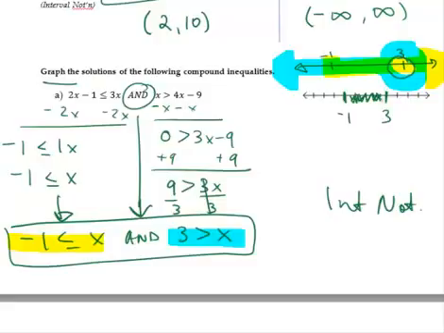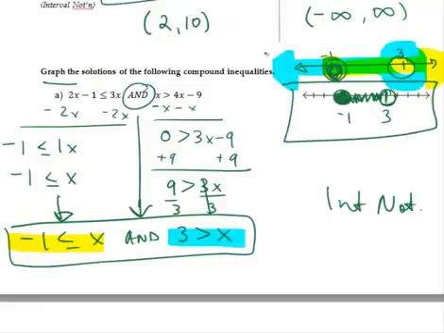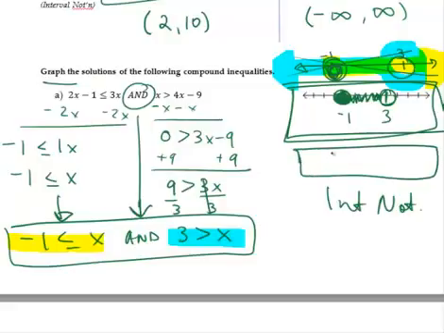This only has yellow, so it's going to be open circle. But this one here has yellow and blue together, so this one's going to be a closed circle. So this is my final answer graph. That is part of my work. This is the final answer. Then this is my final algebraic answer, and my final interval notation will be bracket -1, 3, parentheses.